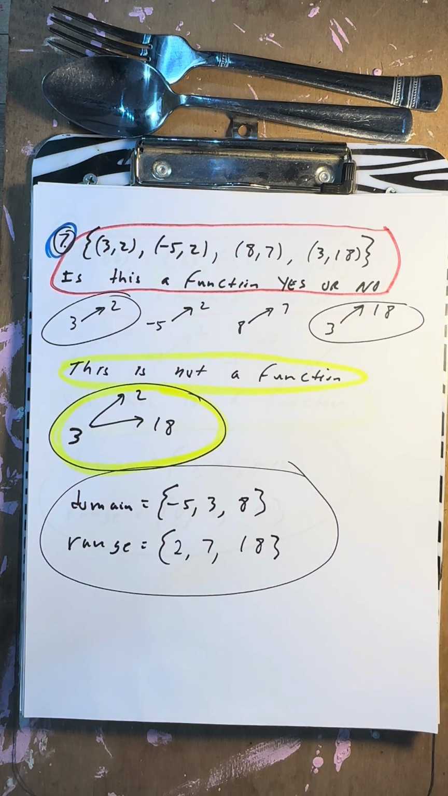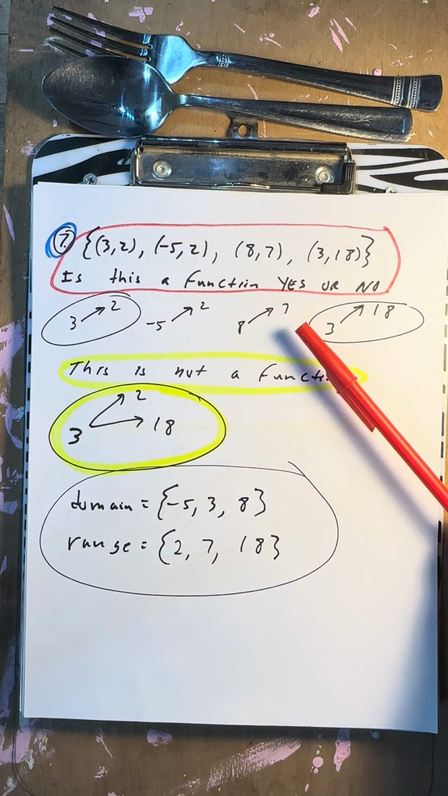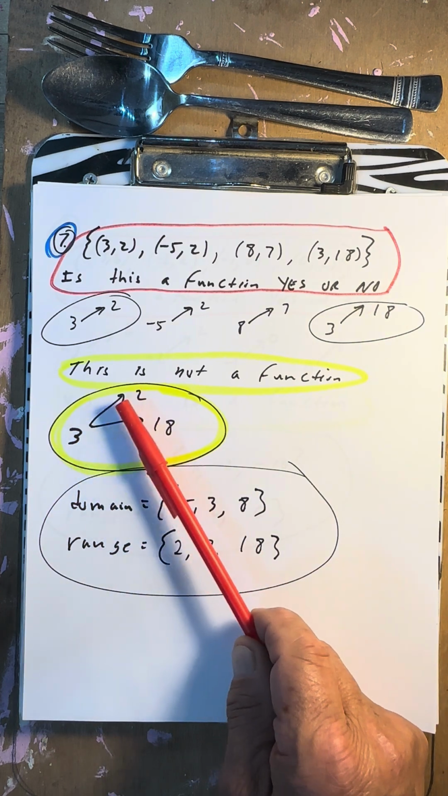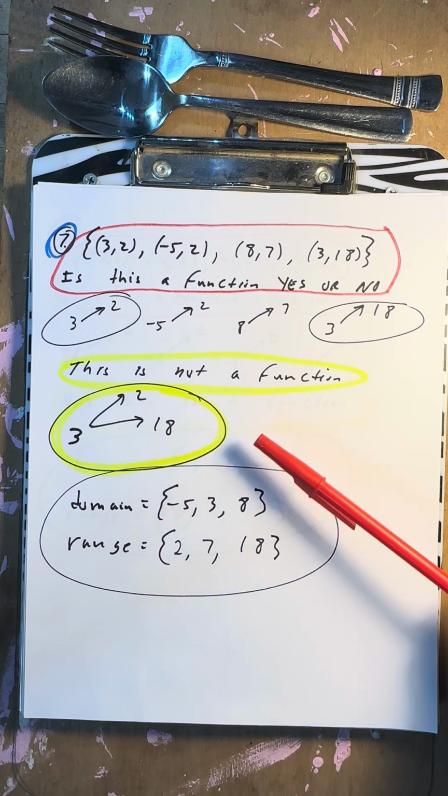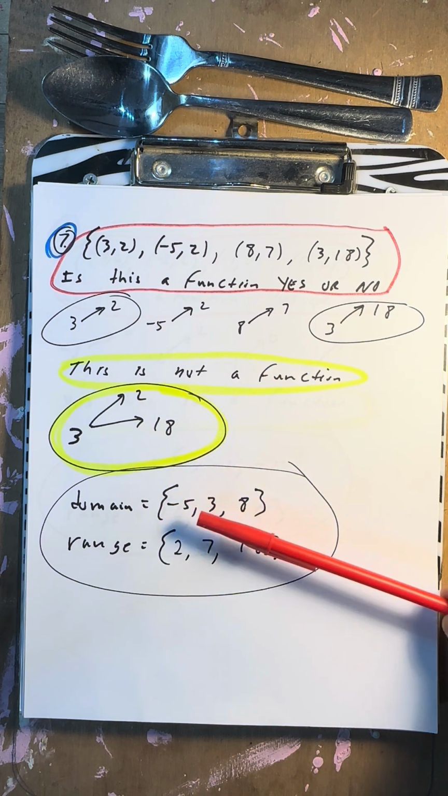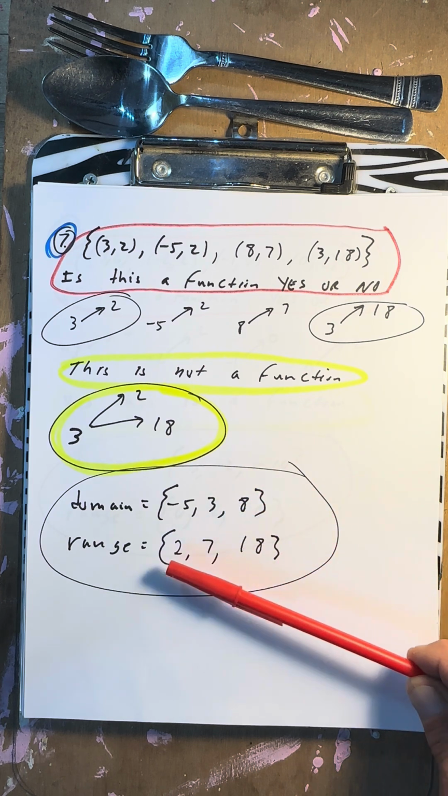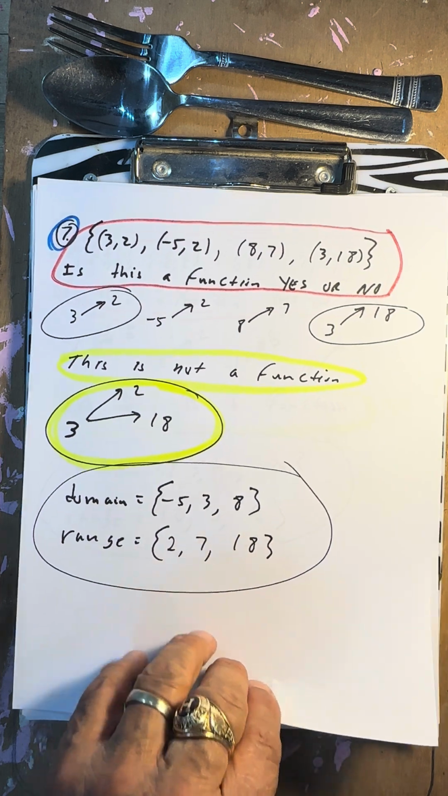Is this a function? Okay, here's the relation. So 3 goes to 2, negative 5 goes to 2, 8 goes to 7, 3 goes to 18. What? 3 goes to 2 and 3 goes to 18, two places. So the first number 3 went to 2 and 3 also went to 18. Nope, this is not a function. Okay, domain, all the first numbers you see are negative 5, 3, and 8. And the range is 2, 7, 18. All the second numbers. Okay, but this is not a function.